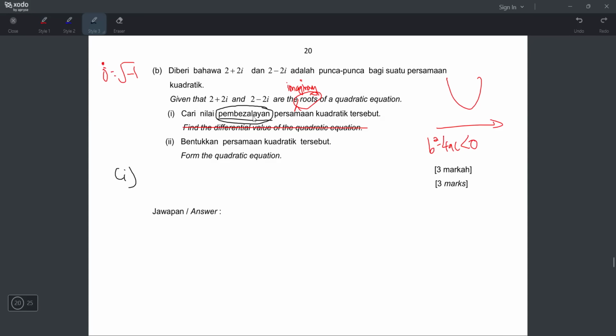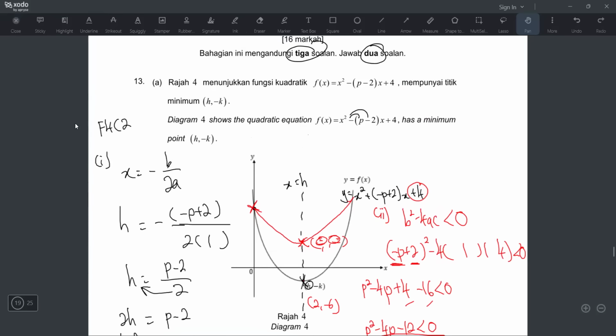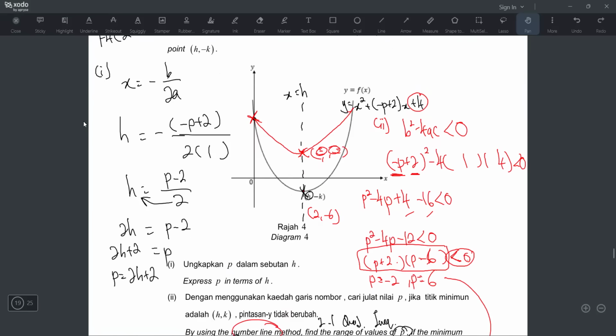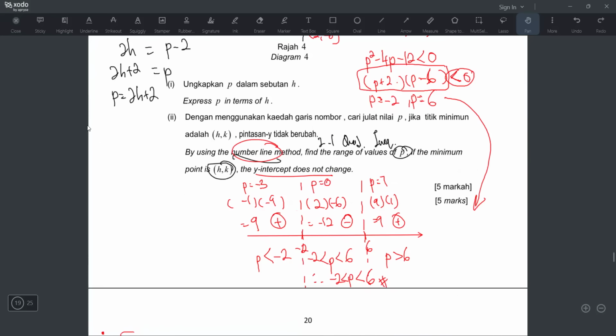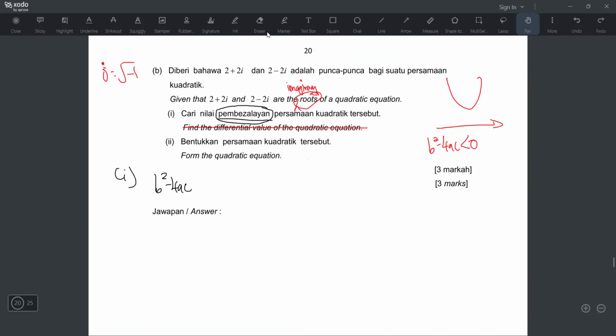So pembeza layan means they want to find the b square minus 4ac, but we need the equation. Without the equation, I can't find my thing, right? But can I use this equation? I don't think so, right? Yeah, I think A and B are different, maybe. Okay, I think it's different, yeah. So it's not the same. Yeah, we cannot use information from here. So, how to find b square minus 4ac?